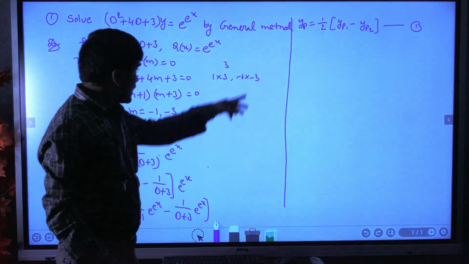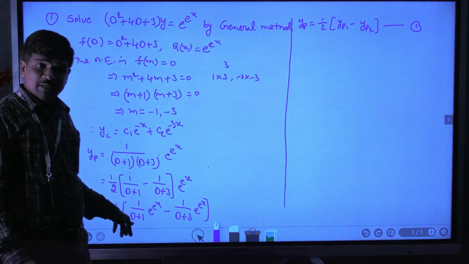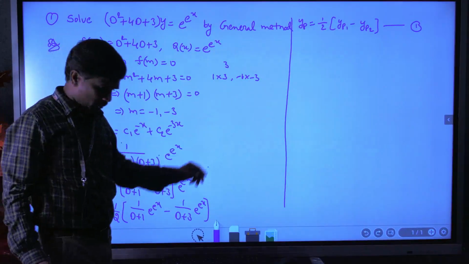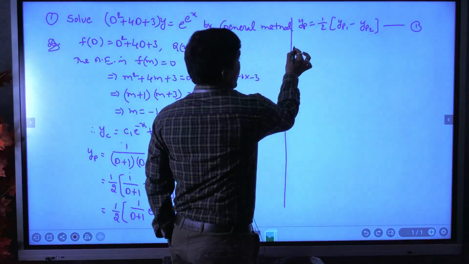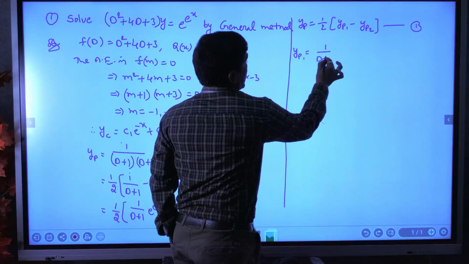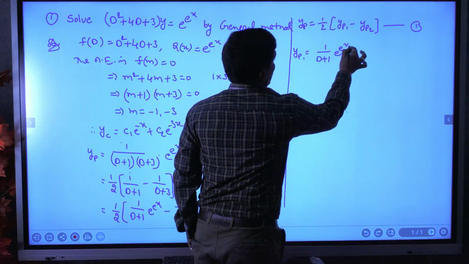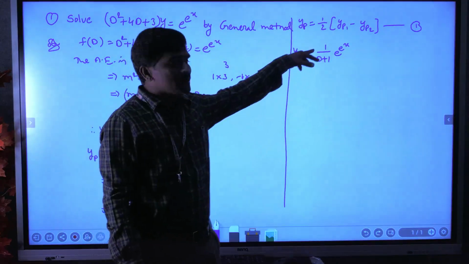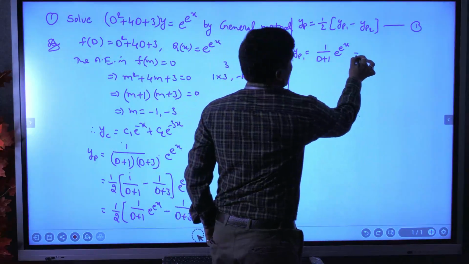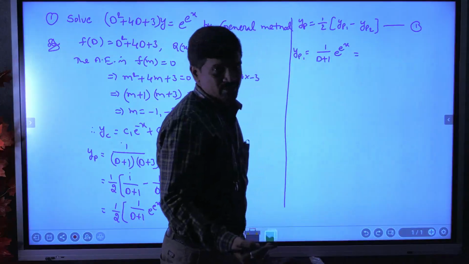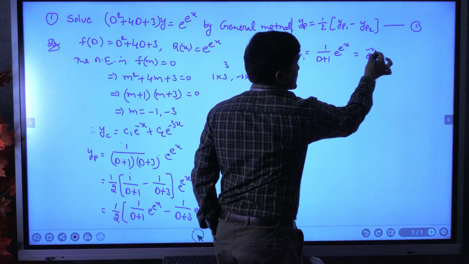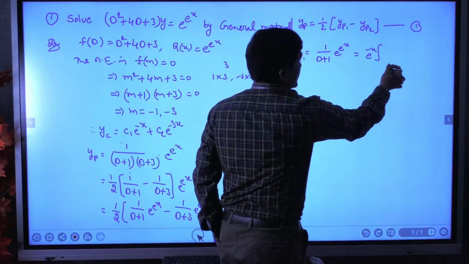Okay. So now what is yp1? Here yp1 is 1 by D plus 1 e power x and yp2 is 1 by D plus 3 e power x. Now first find yp1. What is yp1? Here 1 by D plus 1 e power x. Now compare with 1 by D minus alpha into Q. Then here alpha is minus 1. So write e power minus 1 into x integral Q. What is Q?